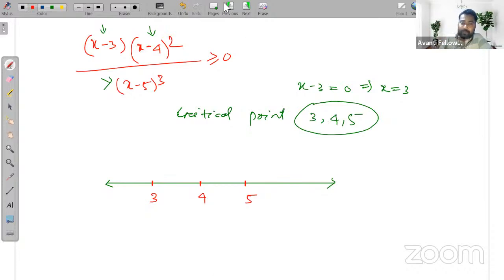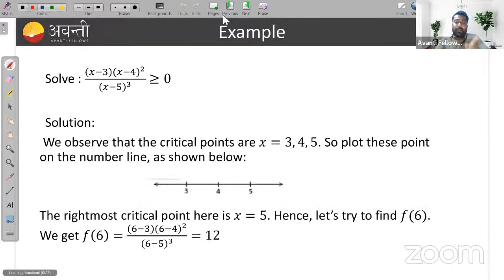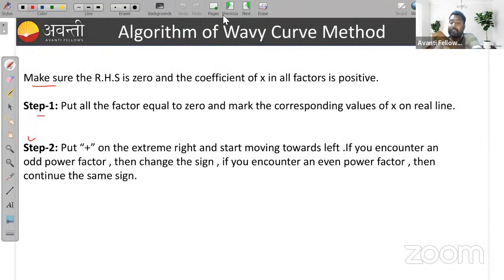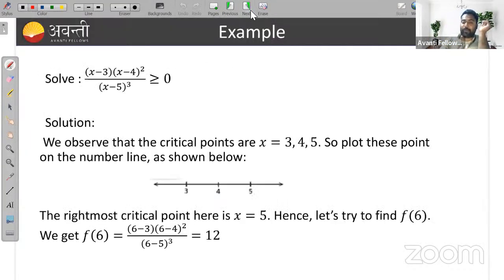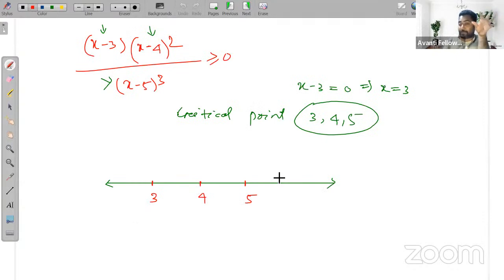Next, take a positive sign. What was my second step? Put a positive sign on the extreme right and start moving towards the left. Look, put a positive sign in the extreme right, that is here. Okay, I'm taking another color. This is my positive sign. Now move towards left and come to the point that is 5.